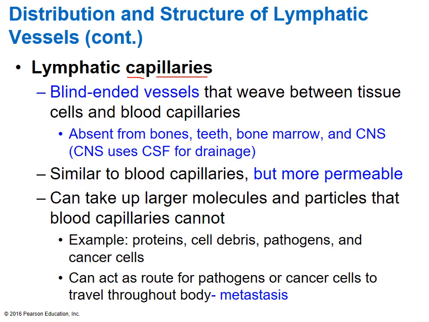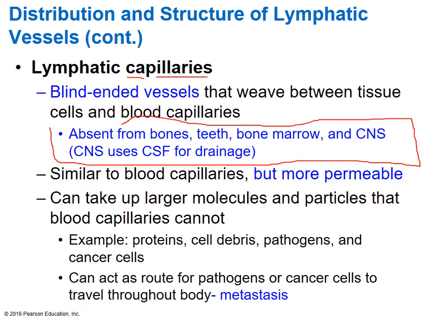I also want to mention that there are some areas in the body that do not have access to lymphatic capillaries, and those are going to be the bones, your teeth, the bone marrow, the cerebrospinal fluid. They will not have these blind-ended vessels, these lymphatic capillaries, present in their location. I should also mention that in addition to being blind-ended, meaning only fluid can come in, not come out, it turns out that the capillaries are more permeable than the blood capillaries.